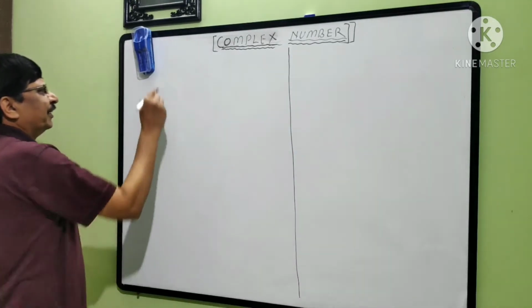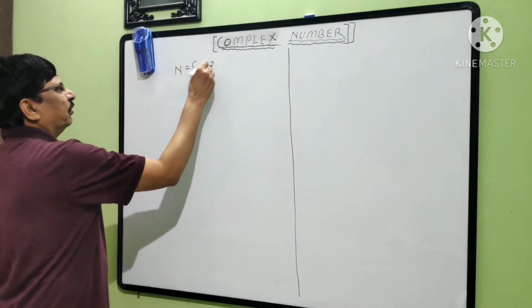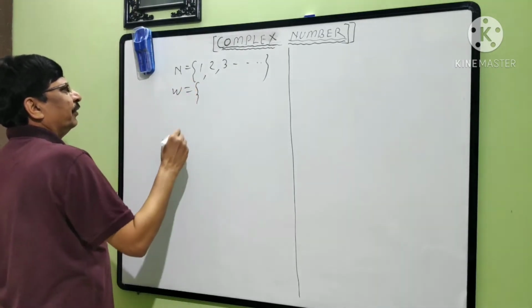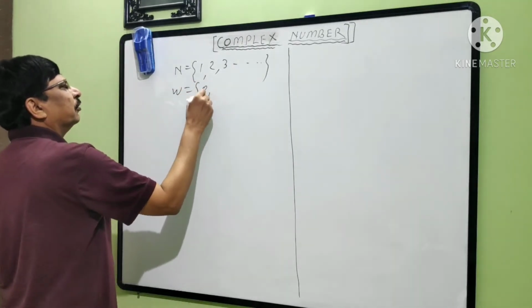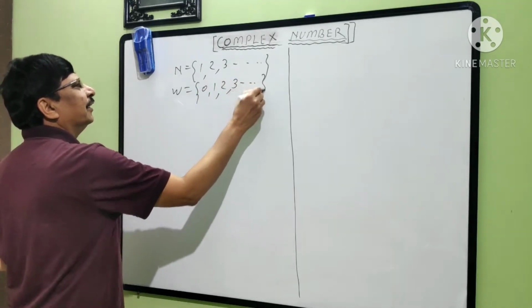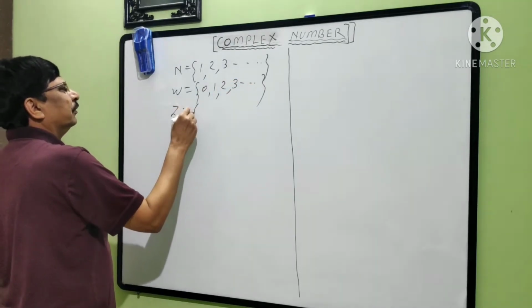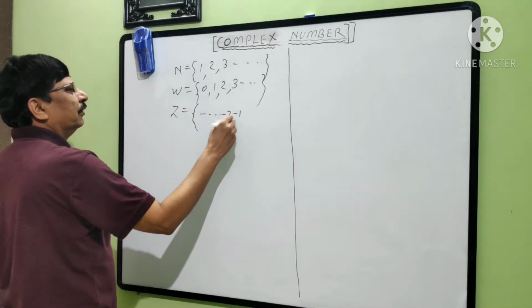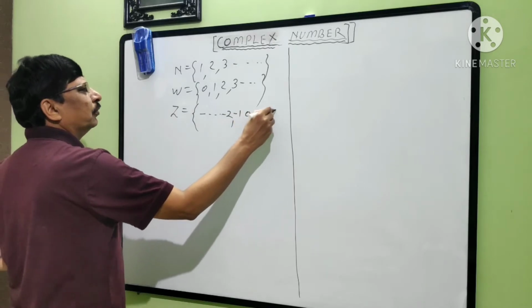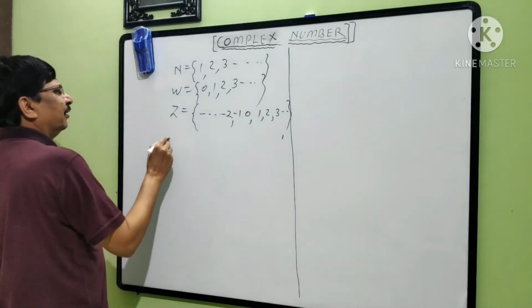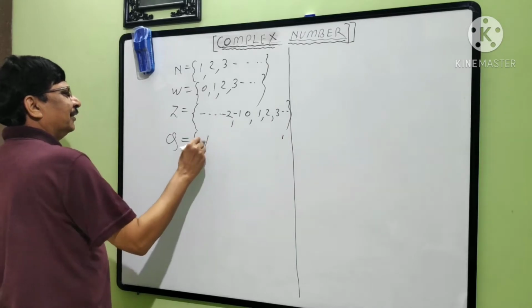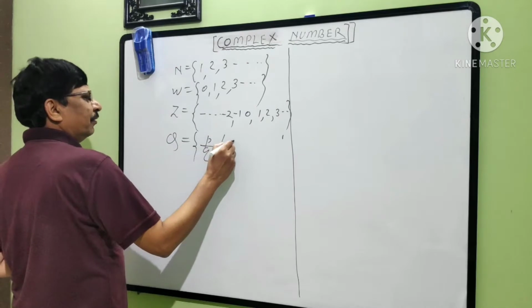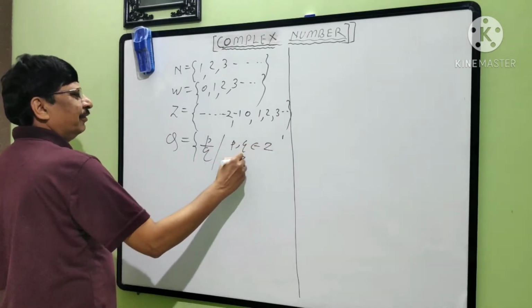Now, you have studied natural numbers first: 1, 2, 3, like this. Then whole numbers, which means 0, 1, 2, 3, like this. Then we developed the integers: -2, -1, 0, 1, 2, 3. Then the rational numbers we have studied, of the p by q type, that is fractions, where p and q are integers and q is not 0.